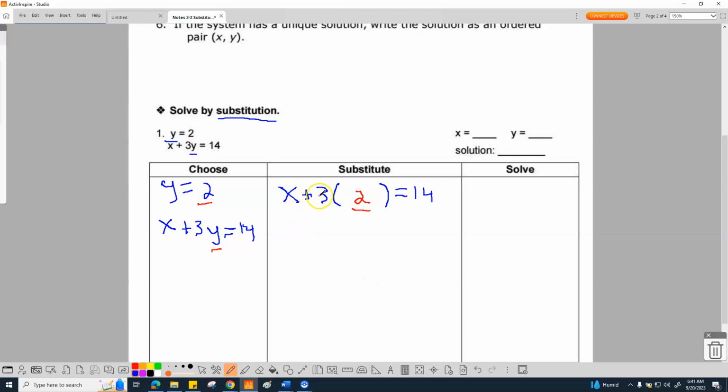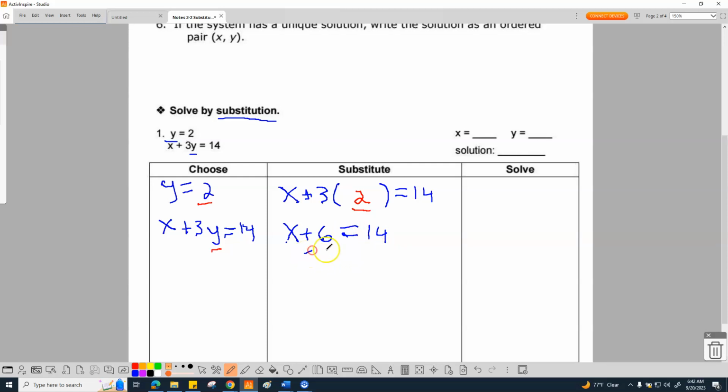So the first thing I have to do is I have to do 3 times 2. That's distribution. That's a 6. So I'm going to go ahead and write this equation out. This is x. That's my writing. Gotta love it. x plus 6. If you're wondering where the 6 came from, it's the 3 times 2. Equals 14.